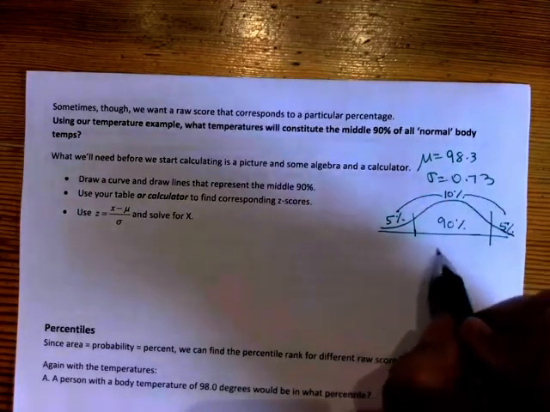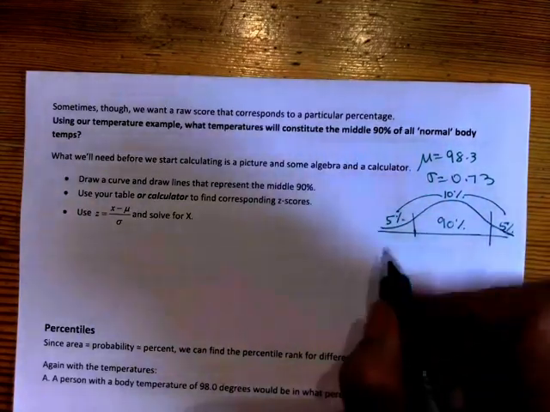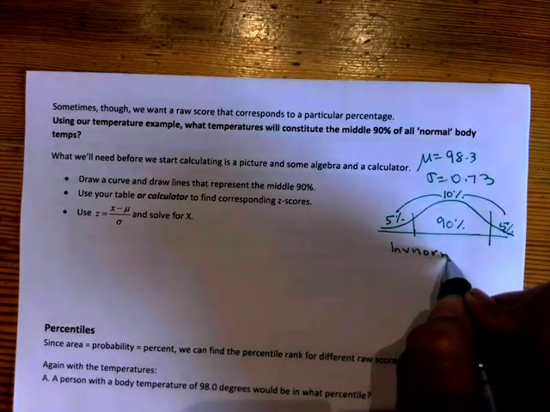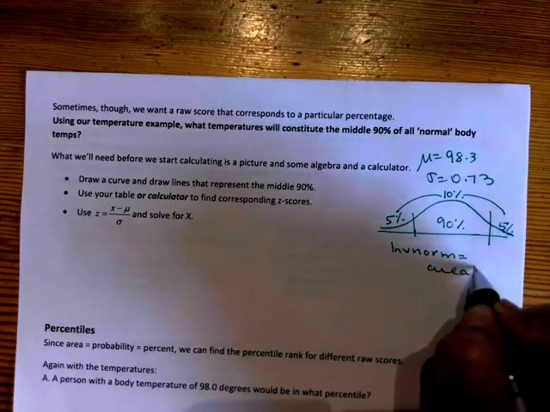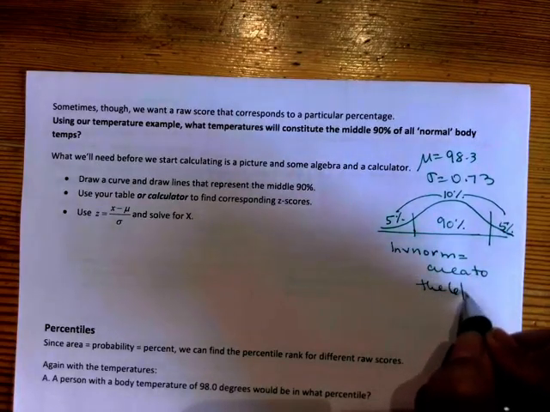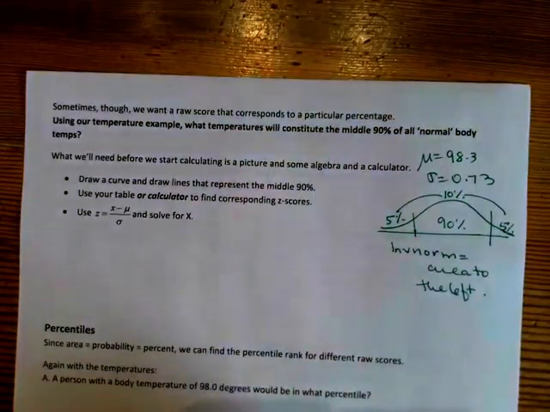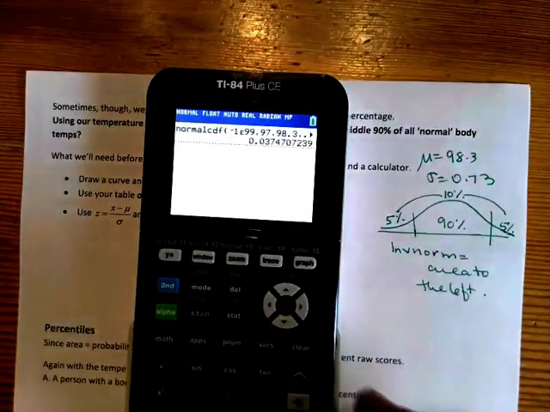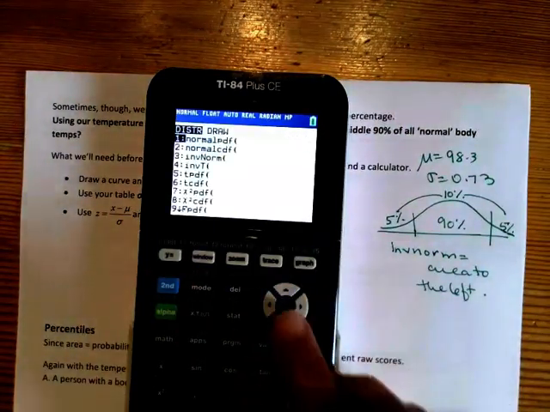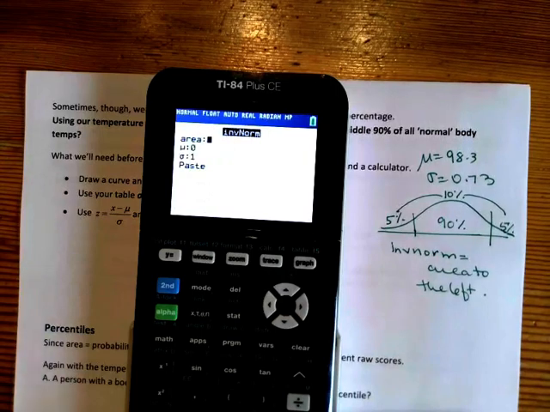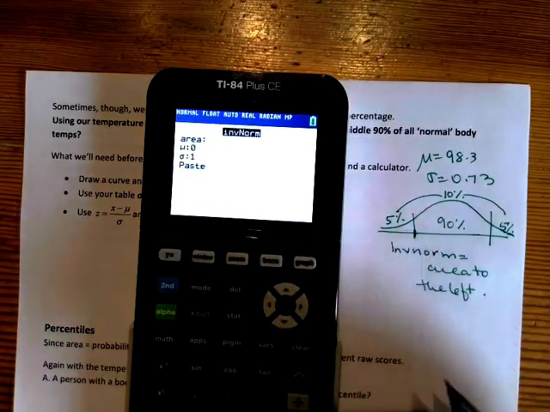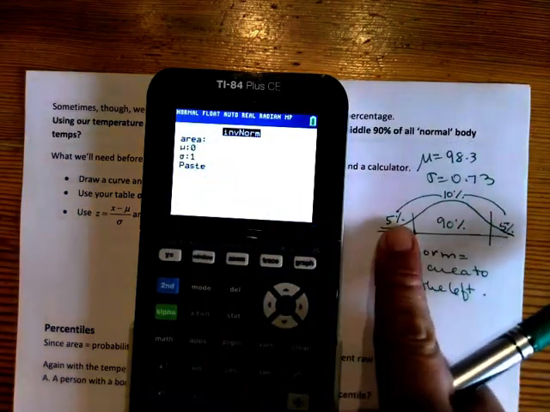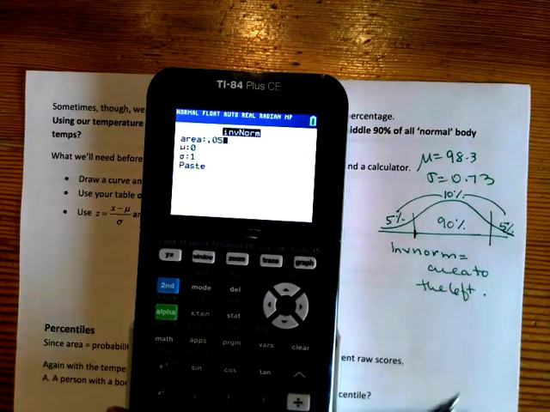5%. The reason why I need to know that is because the function on our calculator, inverse normal, requires area to the left. So let's just see what the inverse normal is going to do for us. Distribution, inverse normal. It wants the area. So let's find this left-hand side first. First I tell it the area to the left. So it's 5%. I would type in 0.05.